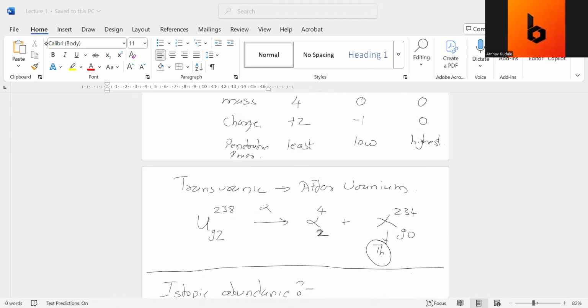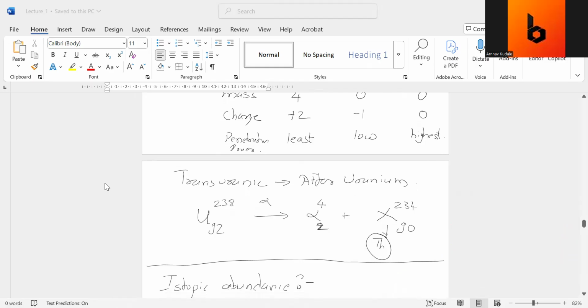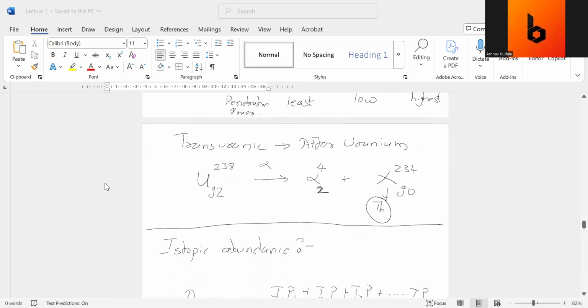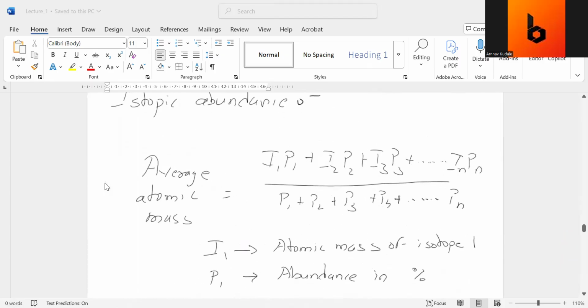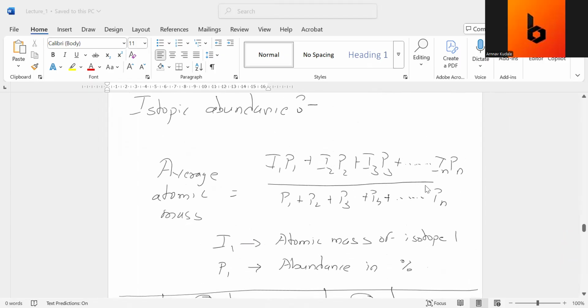I don't know whether this is covered for you in school or not, but if it is not covered, it's good general information. Then you can use this for isotopic abundance. This is the formula that I generally give to my students. I ask them to write down: average atomic mass is equal to I1 P1 plus I2 P2 plus I3 P3 and so on till In Pn, divided by P1 plus P2 plus P3 plus P4 plus Pn, where P stands for the percentage, I stands for the mass of the isotope.